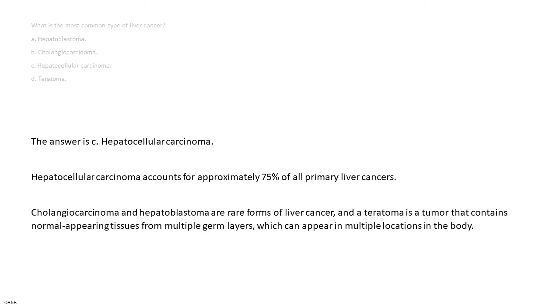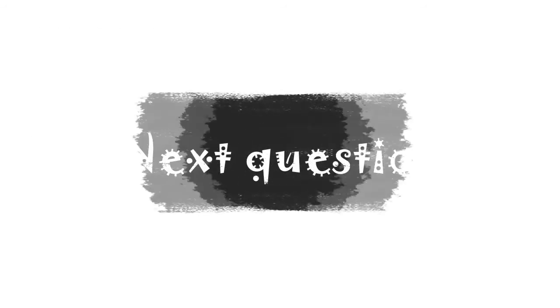The answer is C. Hepatocellular carcinoma. Hepatocellular carcinoma accounts for approximately 75% of all primary liver cancers. Cholangiocarcinoma and hepatoblastoma are rare forms of liver cancer, and a teratoma is a tumor that contains normal-appearing tissues from multiple germ layers, which can appear in multiple locations in the body.